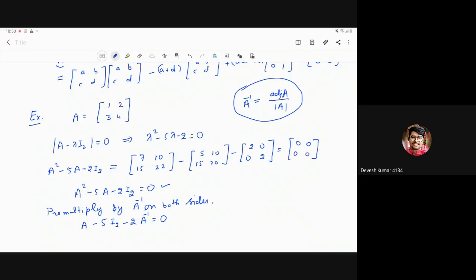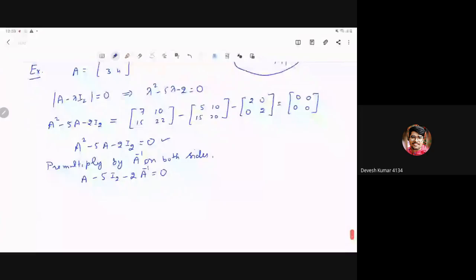The expression that I've written, is it correct or not? Okay, from this, what is A inverse? It is 1 by 2 times (A minus 5I2), correct? I have separated A inverse. Now you know what is A, you know I2, just you have to simplify and you can write A inverse comfortably. Tell me what is your answer.